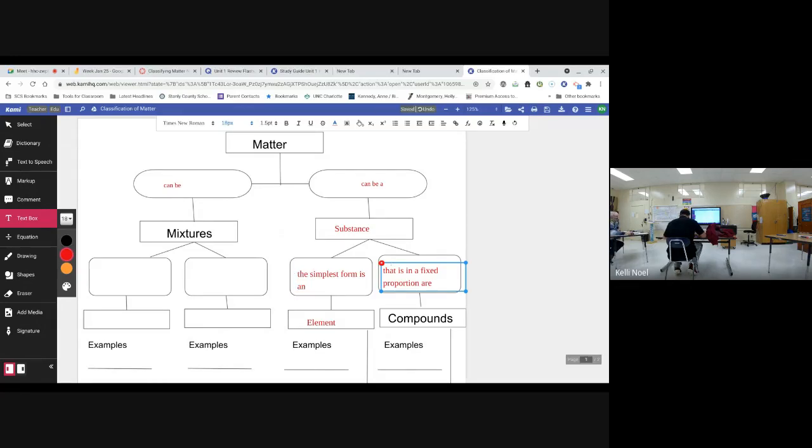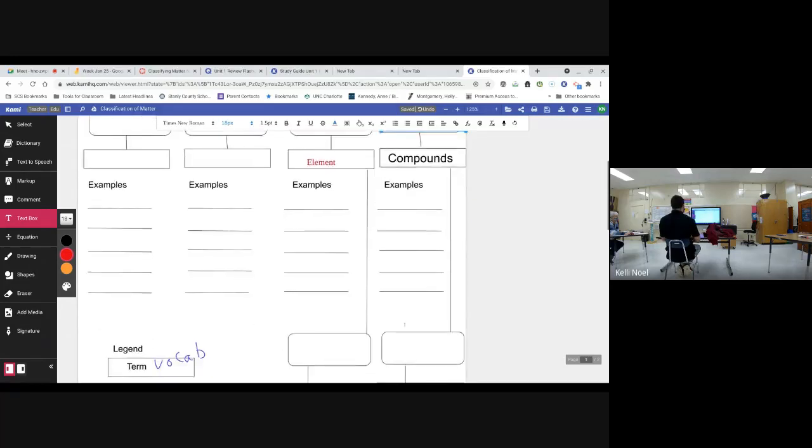So these boxes I'm connecting. If I were reading straight down, matter can be a substance. The simplest form is an element, or a substance that is in a fixed proportion are compounds. We're going to put examples in a minute, but I'm going to come on down here.